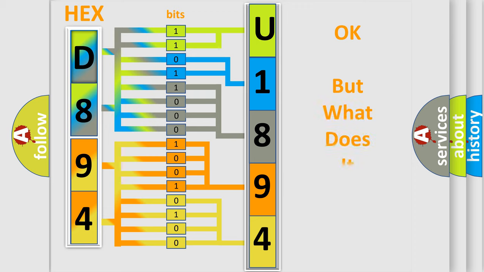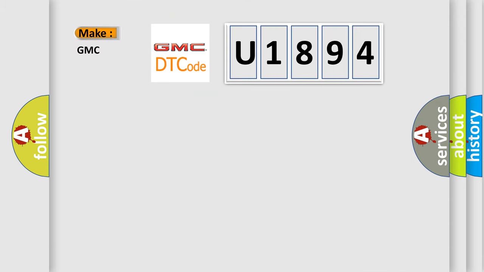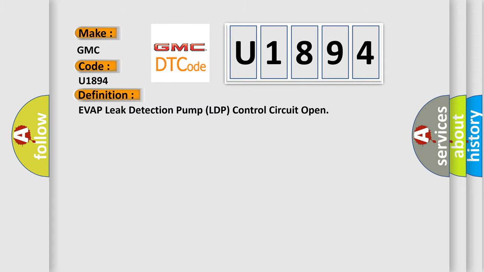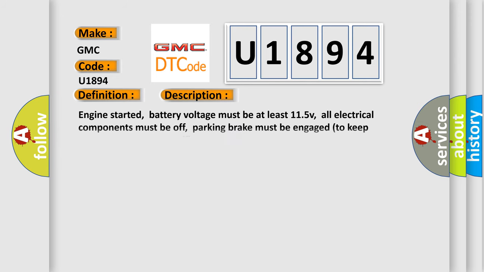The number itself does not make sense to us if we cannot assign information to what it actually expresses. So, what does the diagnostic trouble code U1894 interpret specifically for GMC car manufacturers? The basic definition is EVAP leak detection pump LDP control circuit open. And now this is a short description of this DTC code.